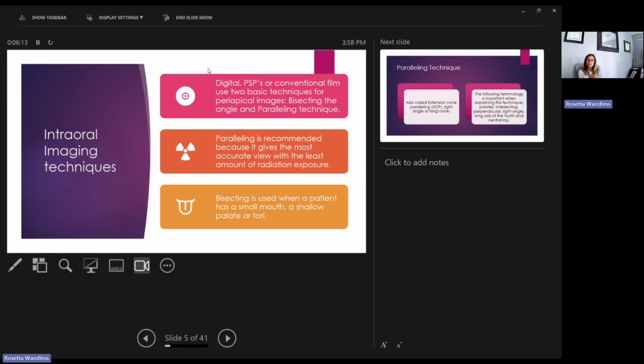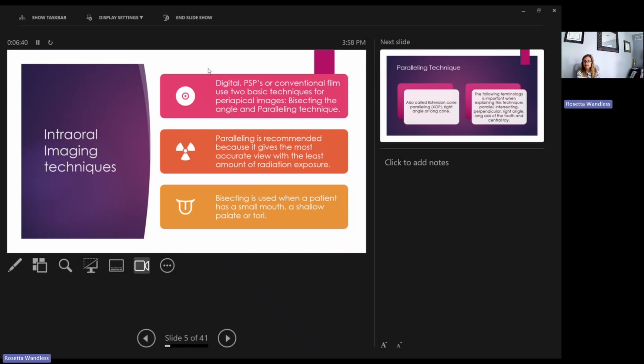Again, we can use digital sensors, PSP plates, or conventional film. Moving forward, I'm going to say image receptor to represent any one of those three, okay? No matter what it is, the basic techniques are going to be the same whether we're using digital, PSP plates, or conventional film.